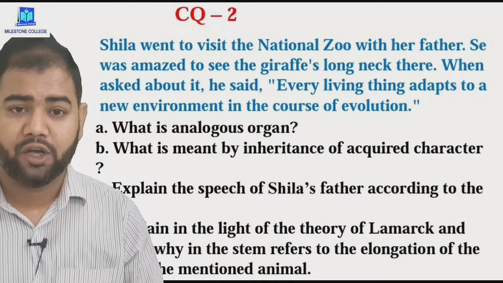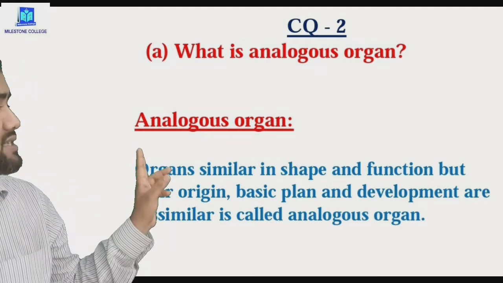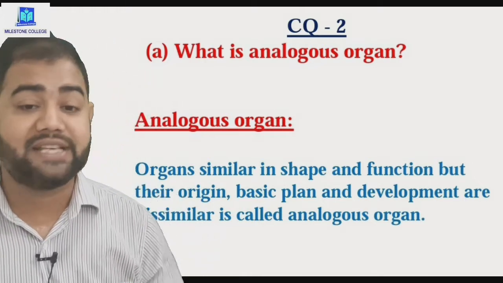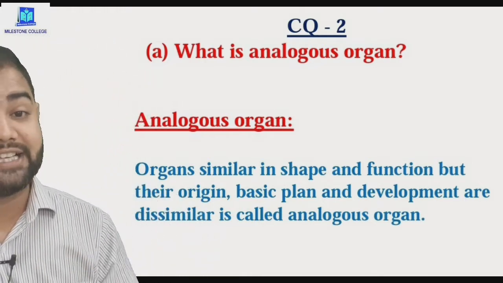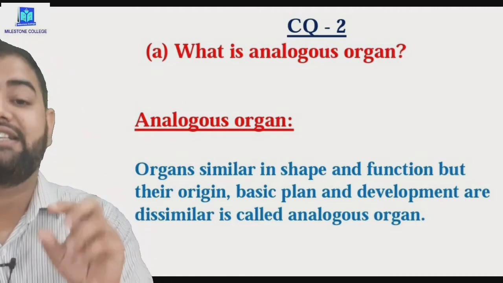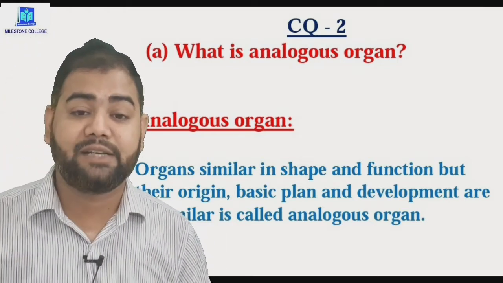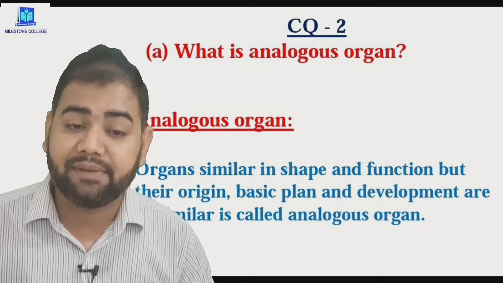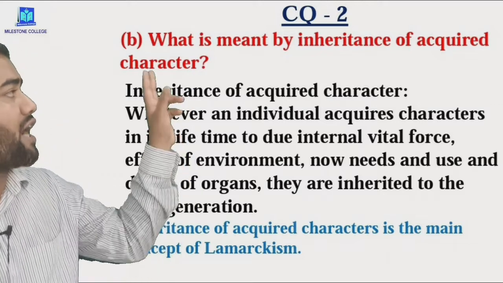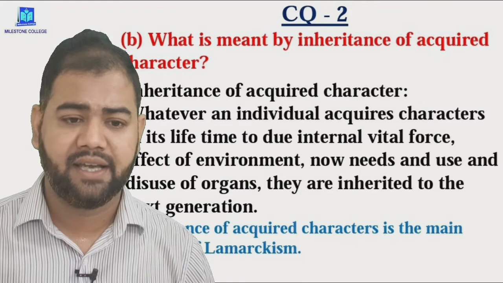So let's go. The answer to question number A, what is analogous organ? Organs similar in shape and function but their origin, basic plan and development are dissimilar are called analogous organs. Question number B, what is meant by inheritance of acquired characters?